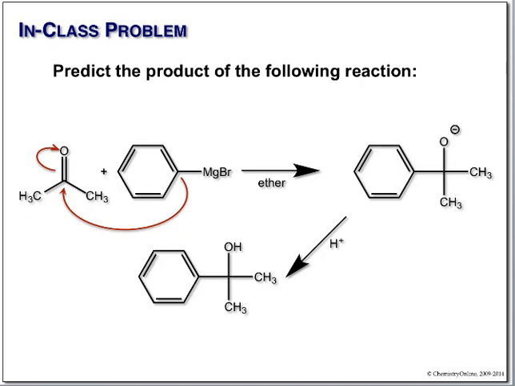Now, once again, I will ask you, let's name this. We just did it. You should be able to do it easily. Again, our parent is 2 carbons, isn't it? 1, 2. On carbon 1, we not only have our hydroxyl group, we have a phenyl and a methyl. So this would be 1-methyl-1-phenyl ethanol.